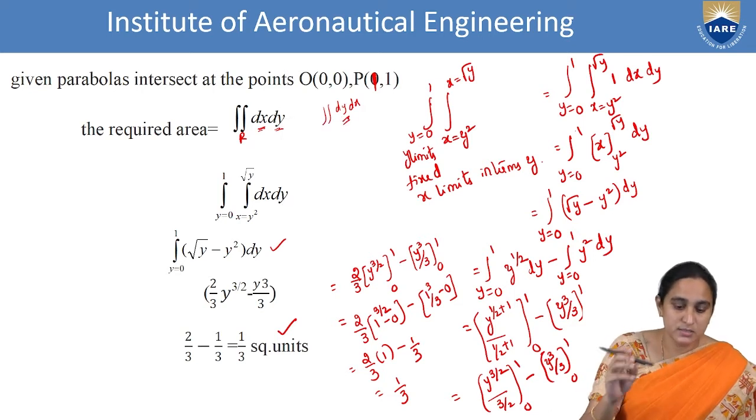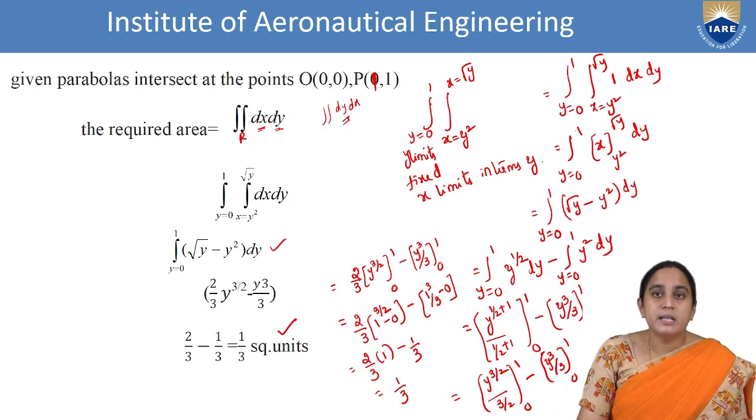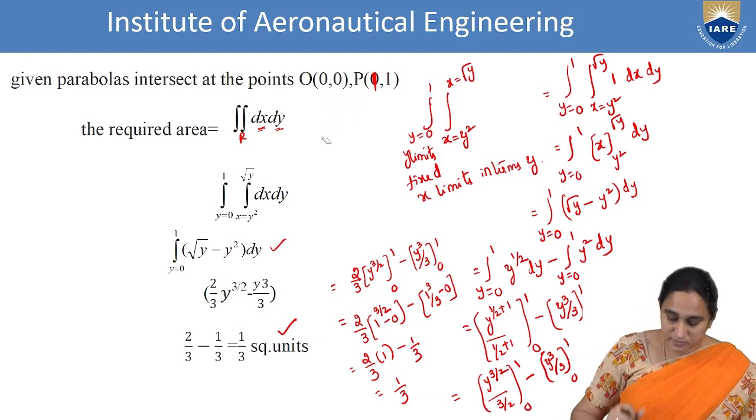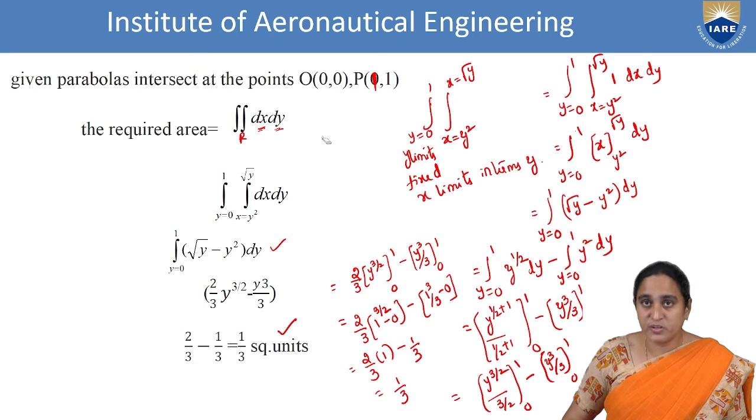But for this method I'm using double integral of dx dy. For that case the final answer is 1 by 3 square units. Okay, next question. For the same method, I'm explaining one more question here.